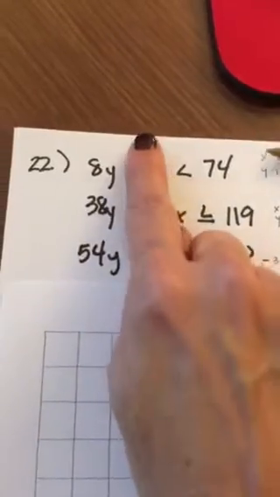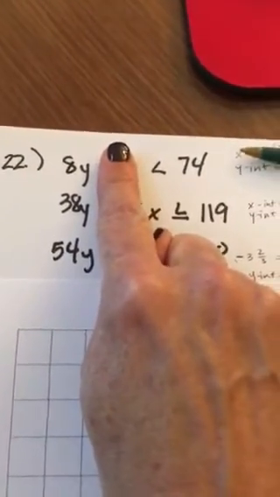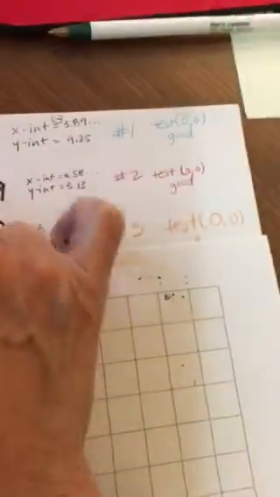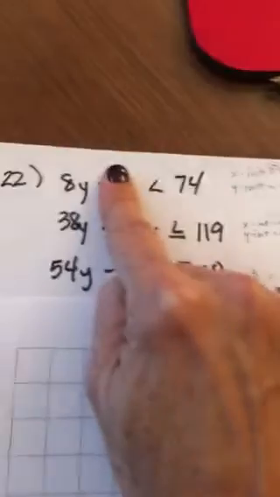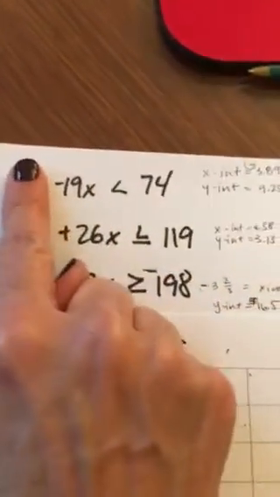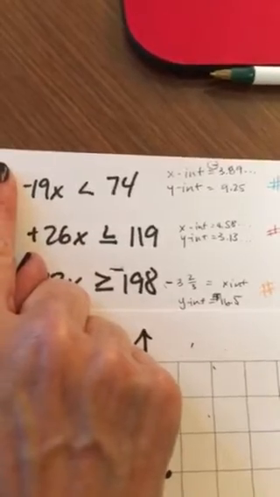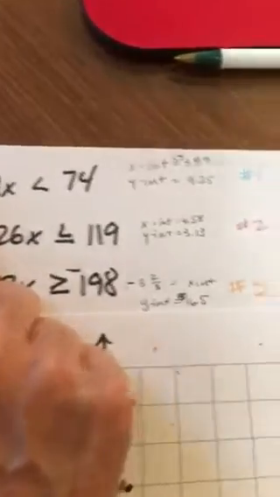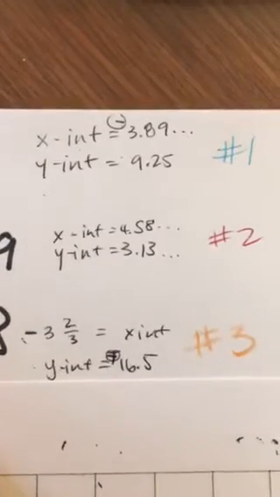If x equals 0, then you just have 8y is less than 74. Dividing by 8 gives you the y-intercept of 9.25. Then to find the x-intercept, I let the opposite one, or y, be 0. Then I just have an equation with x, right? So I solve for x by dividing by negative 19, and I get the x-intercept, negative 3.89.